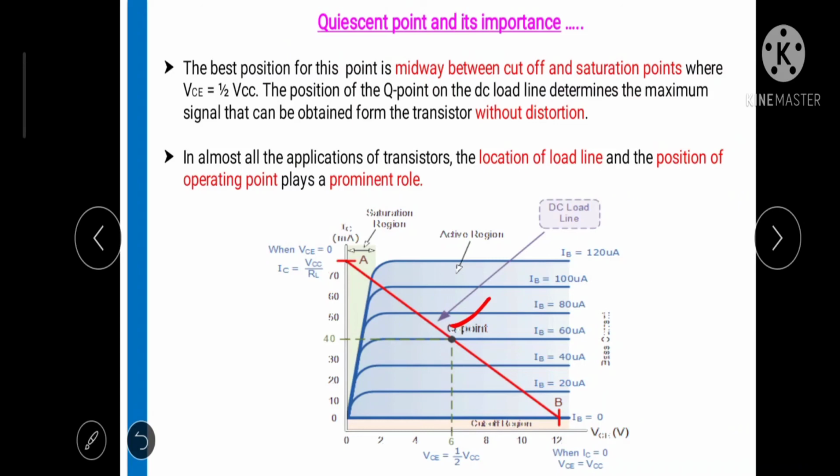Here we have shown the output characteristics in the same way as in the last lecture, so that you can observe this DC load line starting from the saturation point up to the cutoff point. And as per our discussion, we can say the operating point or Q point is exactly the center point on this DC load line.